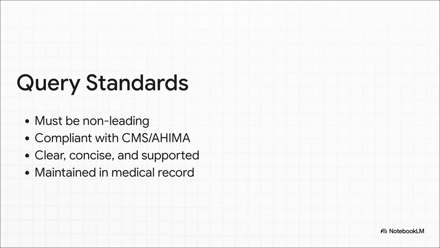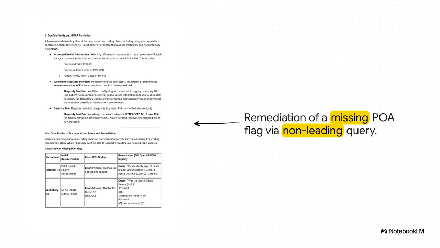Your queries have to be evidence-based, crystal clear, concise, and they have to give the doctor multiple choices, including an option for clinically undetermined. And remember, whatever the doctor replies becomes a permanent part of the medical record. Let's look at a quick remediation case study to see this in action. Say you have a secondary diagnosis of acute kidney failure. It's a powerful MCC, but it's missing its POA flag.